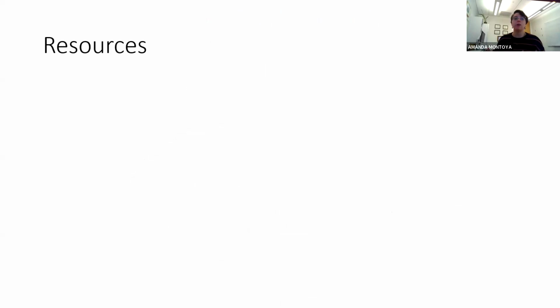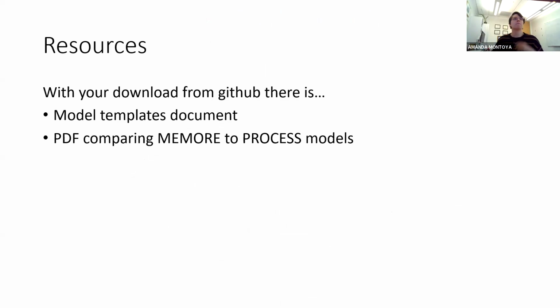So obviously there's a lot more models now, and you may be wondering, which one do I choose? Ultimately, a lot of the choice of a model comes down to theoretical basis. So from a statistics standpoint, I can't necessarily tell you choose this one and not that one. But we've tried to make some tools available to help you. One is the model template document that's part of the MEMORE download. I've also made a PDF that compares MEMORE to PROCESS. So if you're used to thinking in PROCESS models, there is a PDF that describes essentially if I want PROCESS model 7, what number is that in MEMORE?